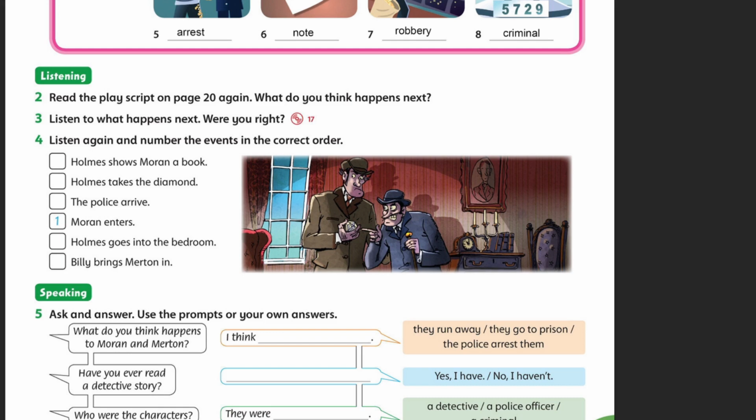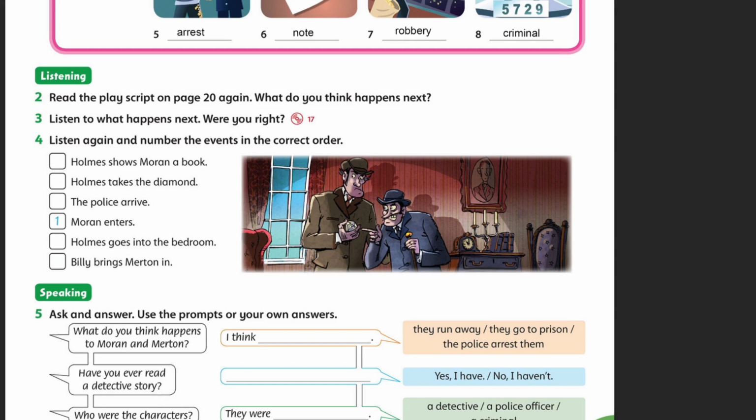Were you right? Ah, Mr. Moran. I'm glad you're here. I wanted to talk to you. I want to find the diamond. I don't know where it is. Yes, you do, and you're going to tell me. I won't tell you anything. Perhaps Mr. Merton will tell me. Billy, please bring Mr. Merton in. Yes, sir. Here is Mr. Merton, sir. What's going on? I know you stole the Crown Diamond, and I know how you stole it. I've written it all in this book. The only problem is, I can't write about where the diamond is now, because I haven't found it yet.